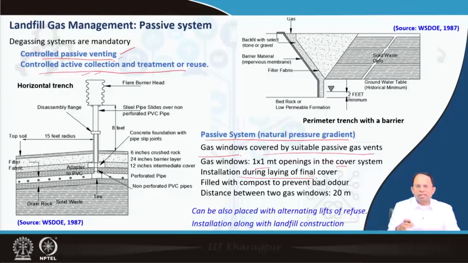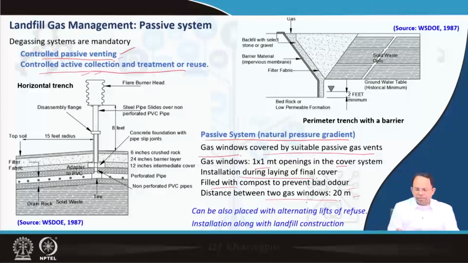Of course, we have to create some holes in the final cover to allow the gas to come out, and we fill this particular opening with compost to prevent bad odor, so that it doesn't result in odor. Distance between two gas windows is around 20 meters. I will show you an image of this in one of our case studies later on.